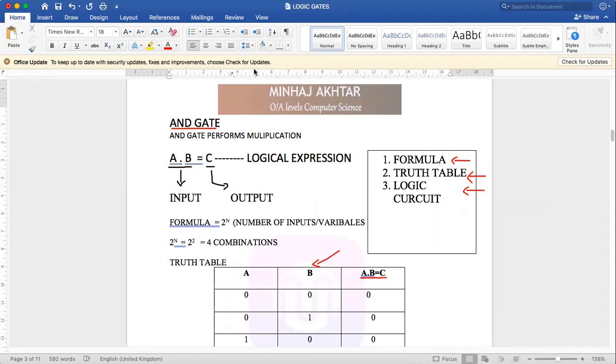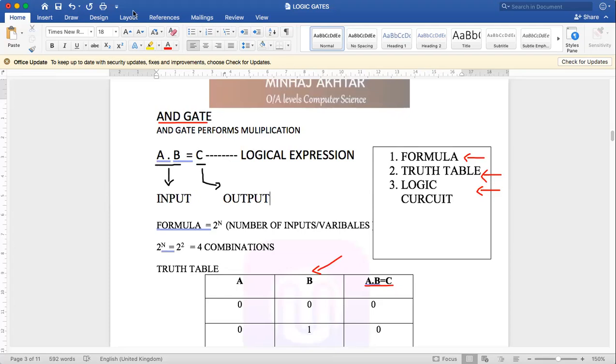So what is the purpose of AND gate? Why do we use AND gate?